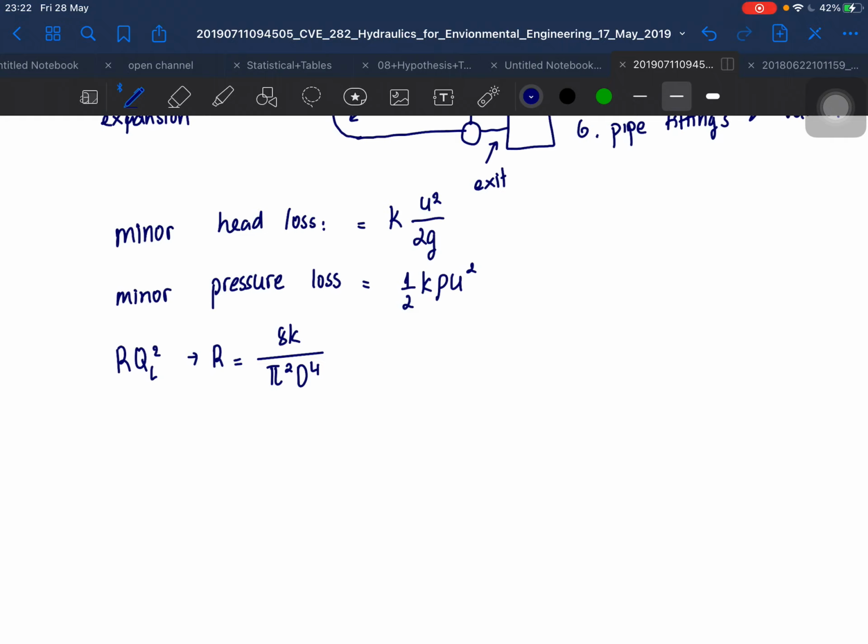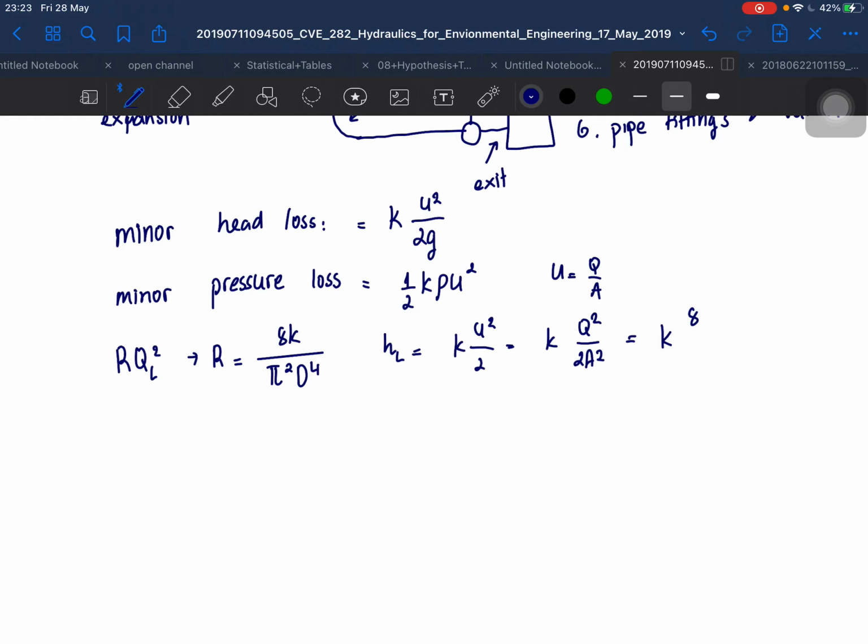So this generally comes from HL equals KU squared over 2, right? And then we can substitute U, which is U equals Q over A. So it becomes Q squared over 2A squared, right? And then, because pipes are always circular, it's 4 times 2.